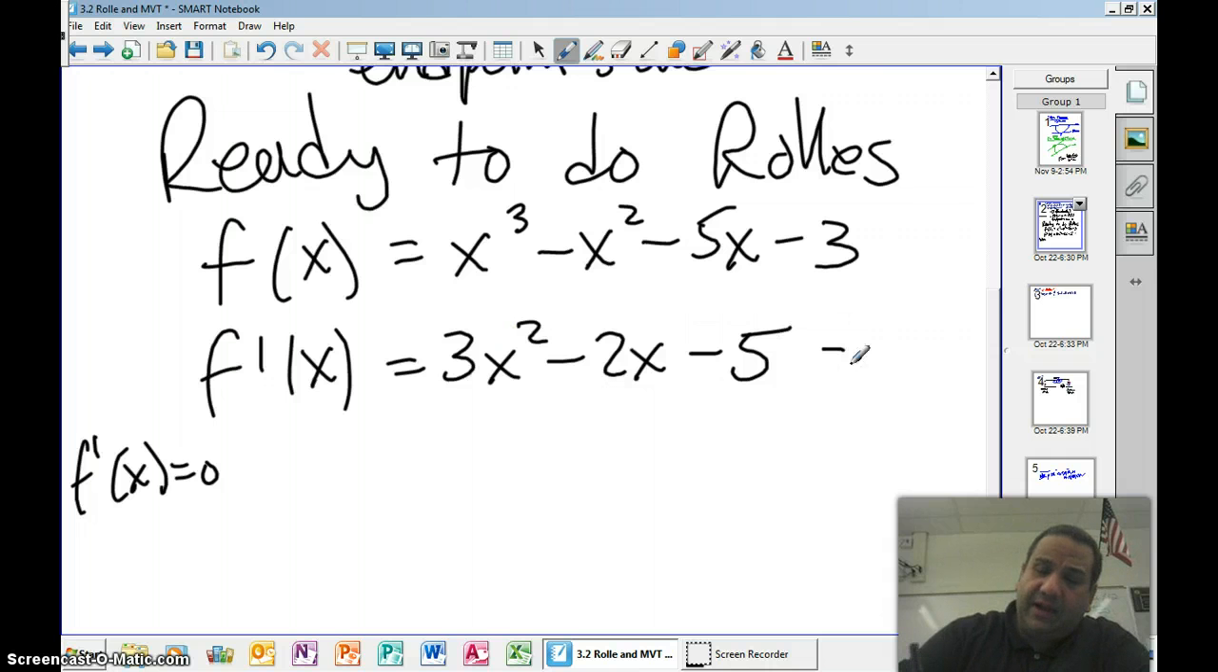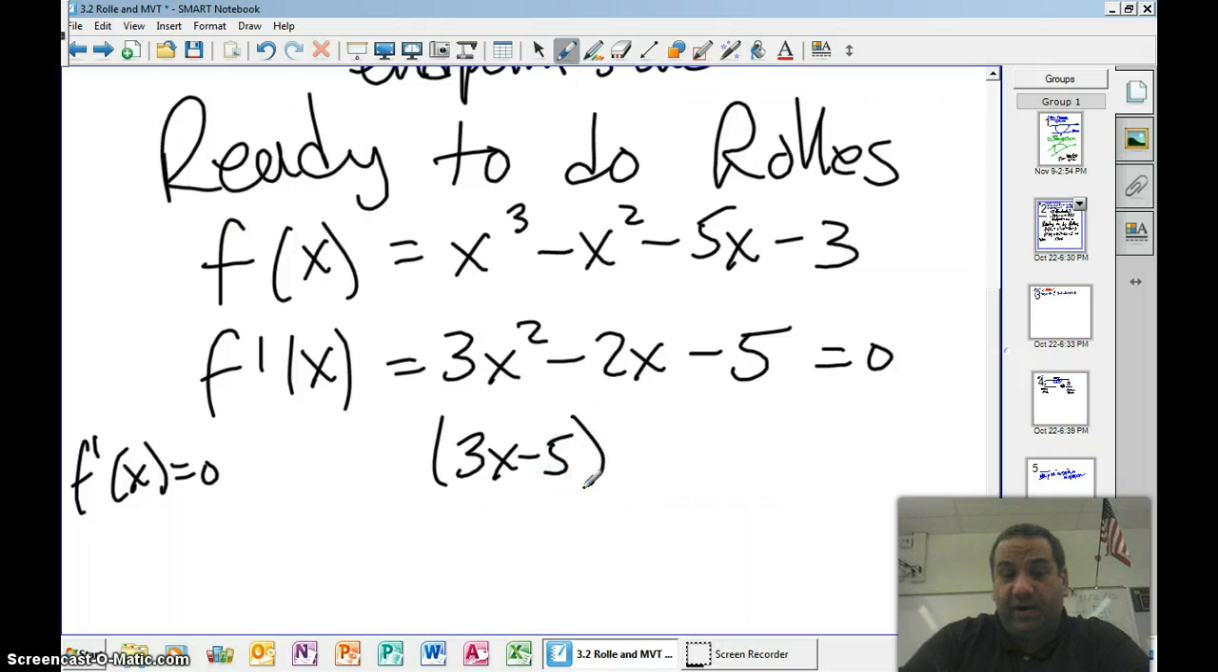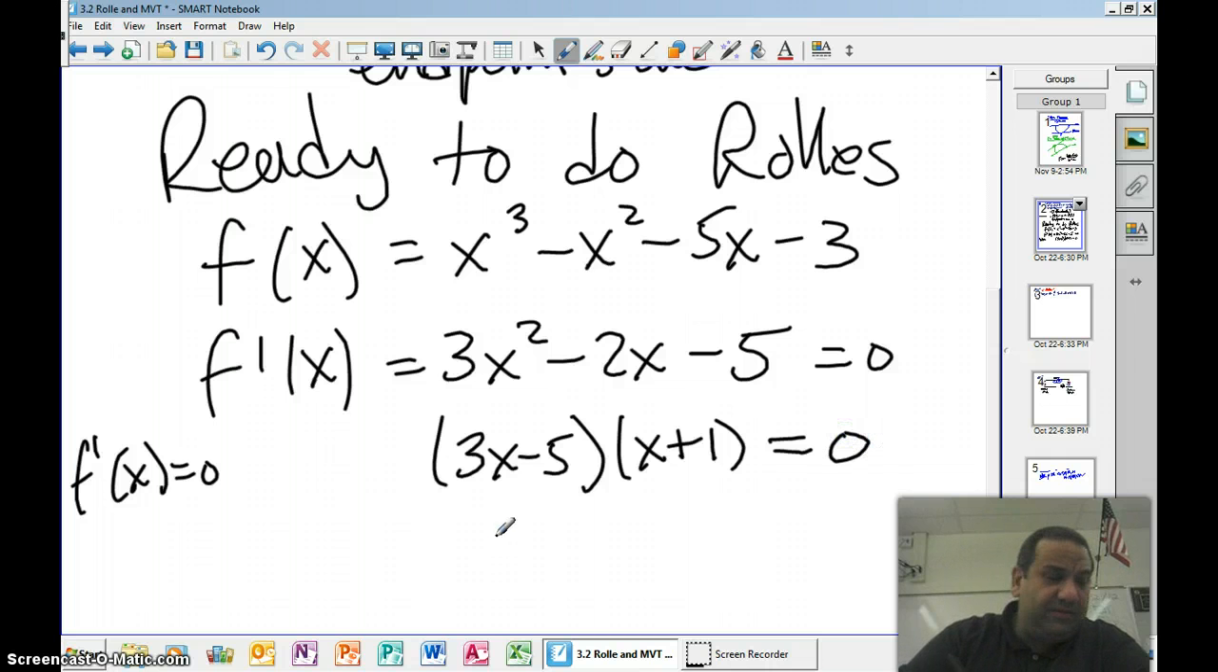So set this guy equal to 0. We'll factor nice. You got this. The factoring is no problem. 3x minus 5, x plus 1, all right, equals 0. And we get this c to be 5/3, or x, if you will, and this c to be -1.